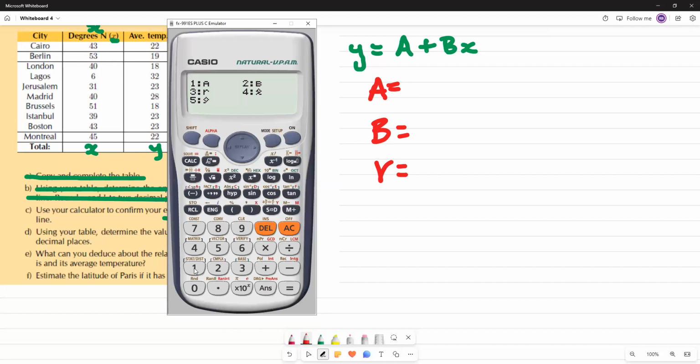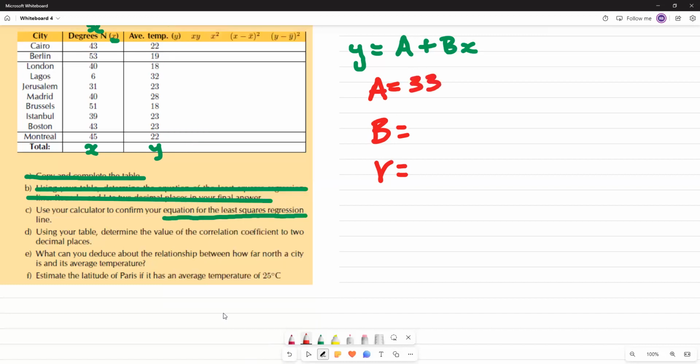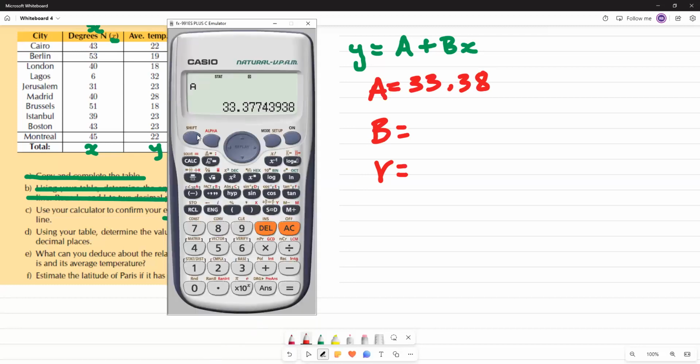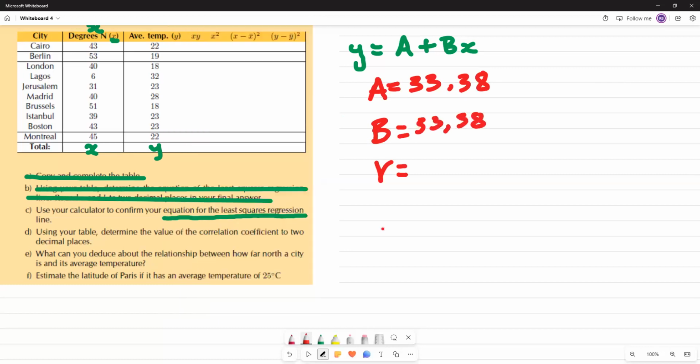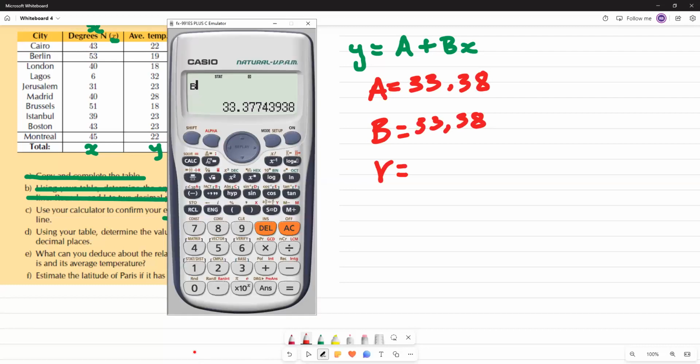My A is on 1. So I press 1, then equals. So my A is 33 point what? Let's see. 33.38. You always round off to 2 decimal places. Now let's get B. To get B, you say shift, stats, regression, 2, which is the same: 33.38 as well. Do you see it? Sometimes they are going to be the same.